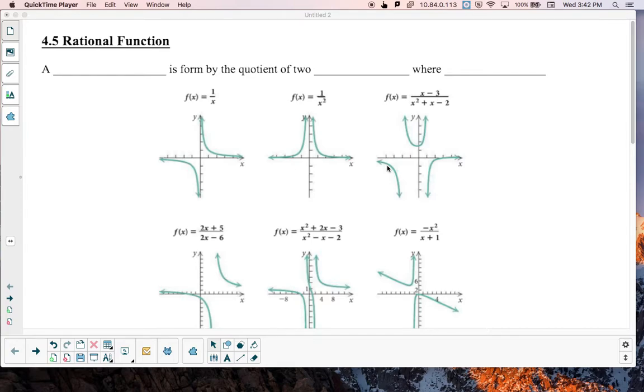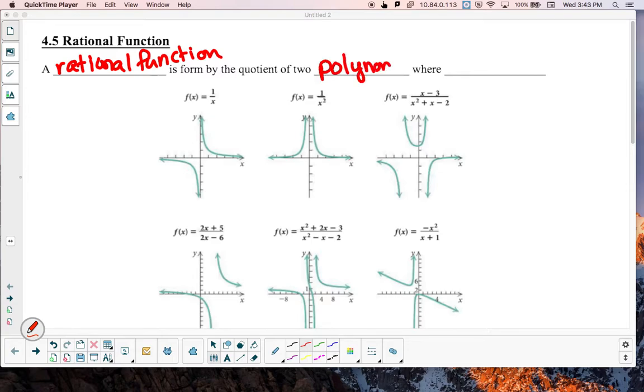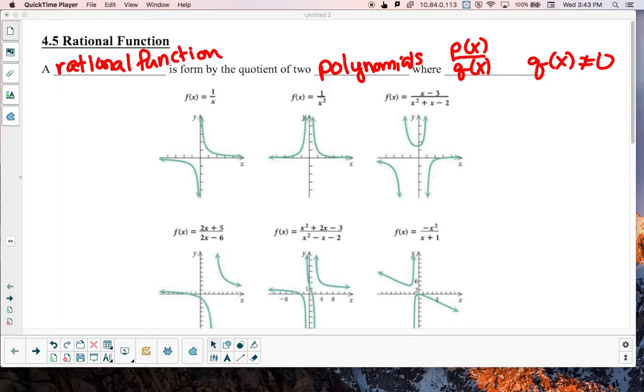So, a rational function is formed by two polynomials. So it takes the form of p of x over q of x, where both p and q are polynomials, but q of x does not equal 0. So here are some examples of different polynomials that we are going to be looking at.